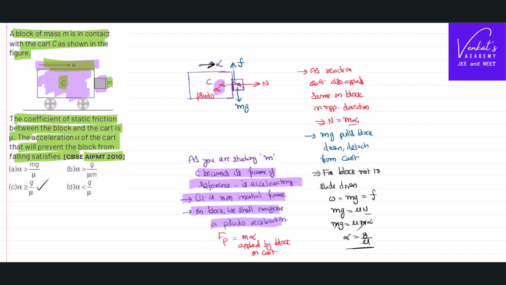The other part of the problem is as simple as that. As the body is trying to slide down, its motion tends to be downward. Obviously friction opposes the motion, so that is upward. When both of them are balanced, the body won't slip. That's how we have to solve the problem. Thank you for watching.